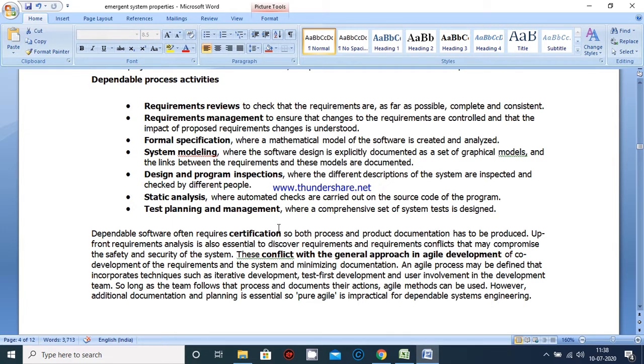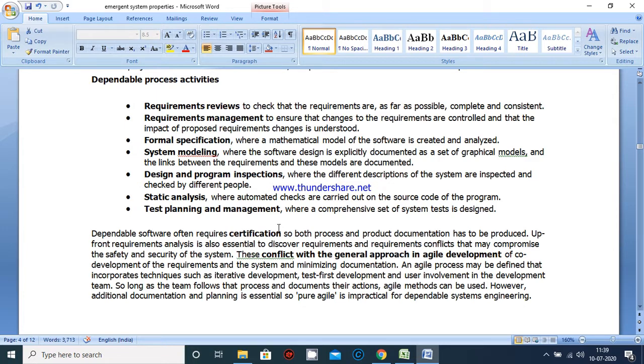So first one is requirement review. Requirement review basically is to check that the requirements are, as far as possible, complete and consistent, because requirement is the main and most important thing of the software. Whatever the requirement, or whatever the type of requirement you get, you will develop a particular product accordingly. So requirements play an important role.